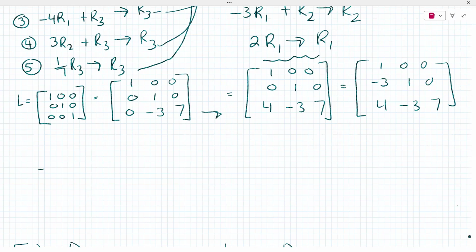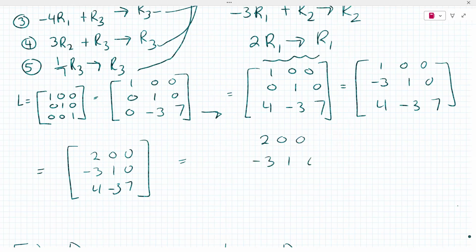And then the next matrix will give you 2 0 0, -3 1 0, 4 -3 7. And when you do all 5 commands, you should get this: 2 0 0, -3 1 0, 4 -3 7. Okay, and that is your L.